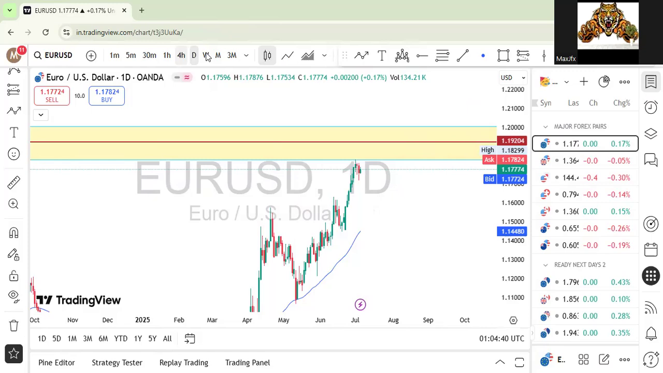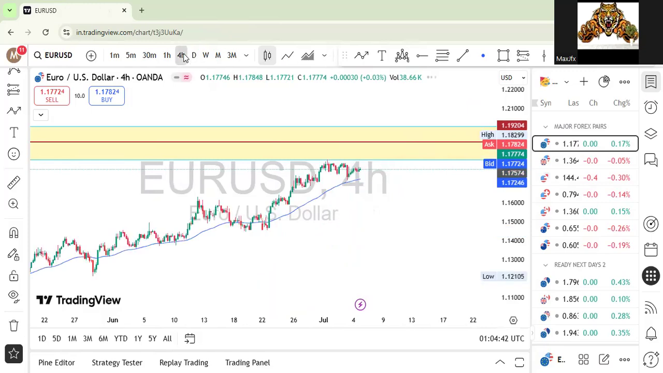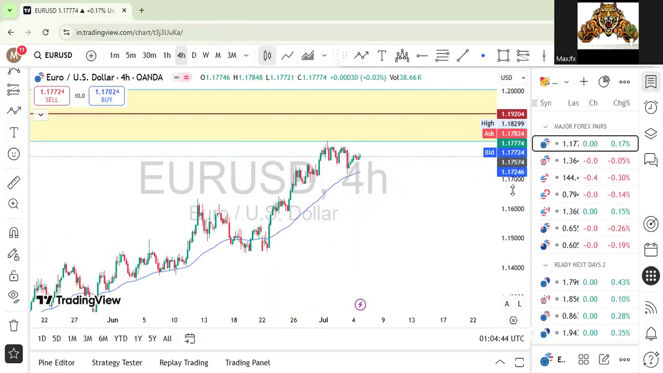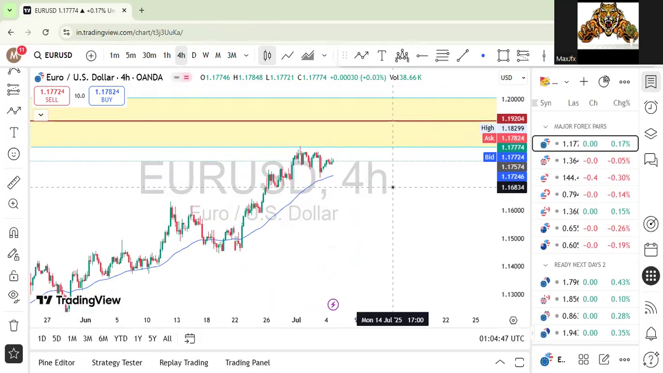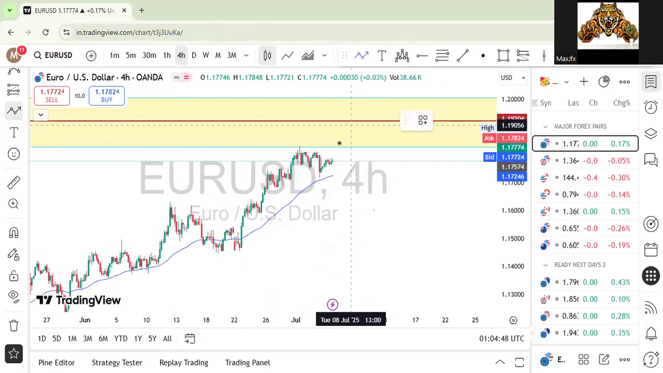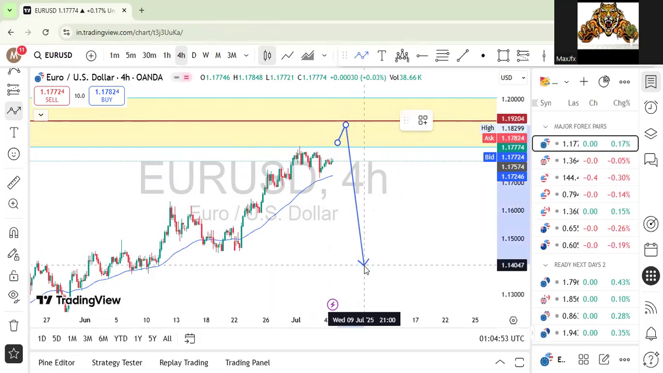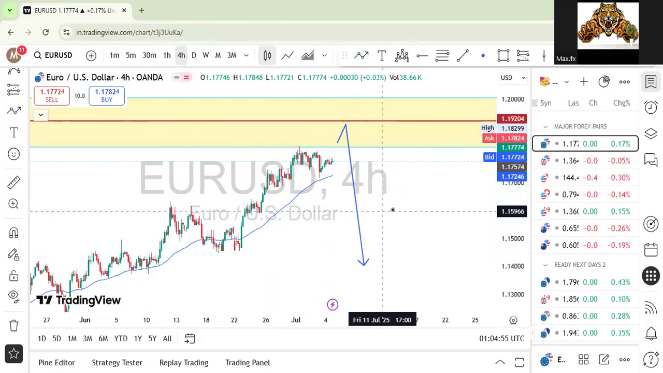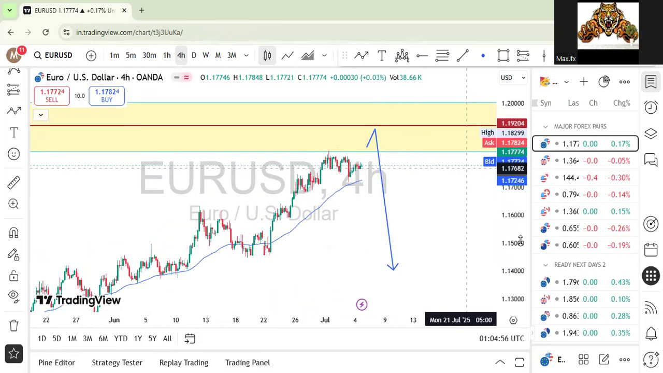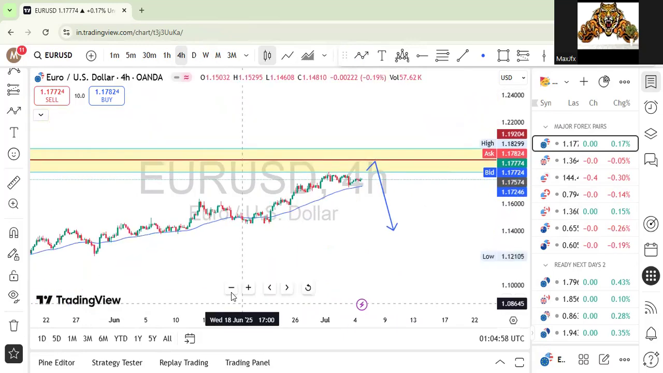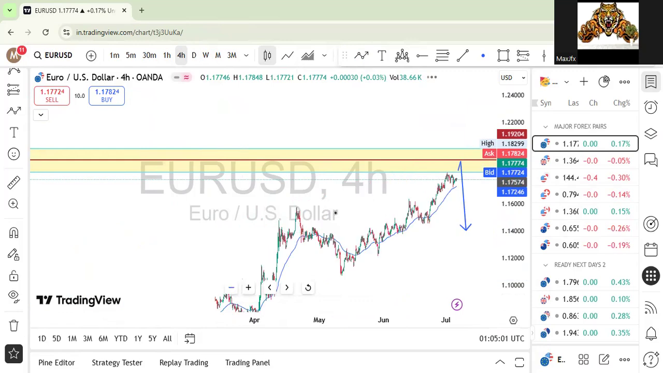Okay, so on the 4 hour, we are going to wait patiently for price to get right here, and then wait for confirmation right there to sell to the downside. So that's what I'm going to do on EURUSD.